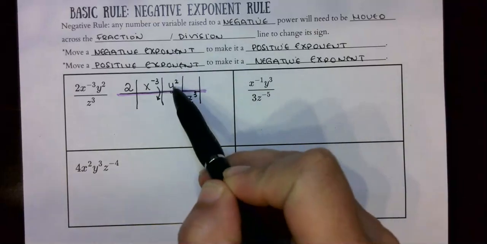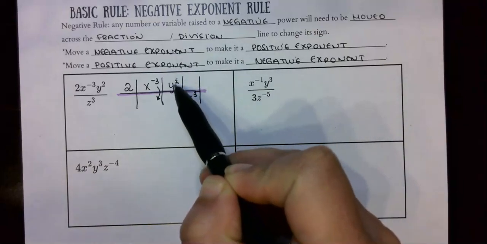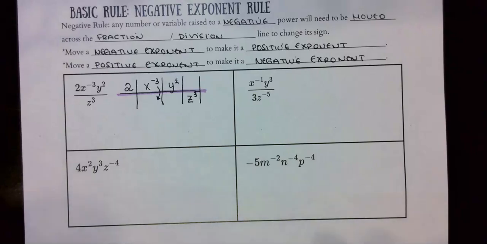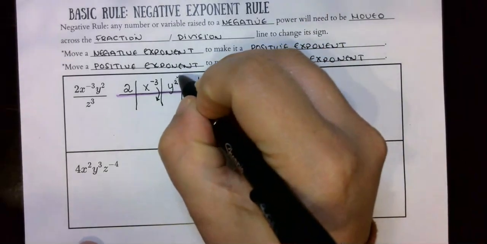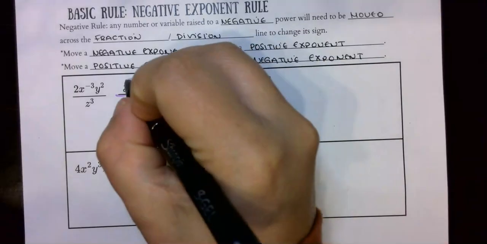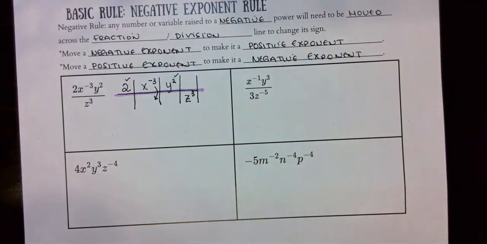All right, I notice that I have y to the second power. The 2 is positive, so that means that if I were to move it, it would change it to a negative, and that's not what we want. So for right now, this is going to stay on the top because this is already positive. The 2 is going to stay on top because it already is positive, the positive exponent.